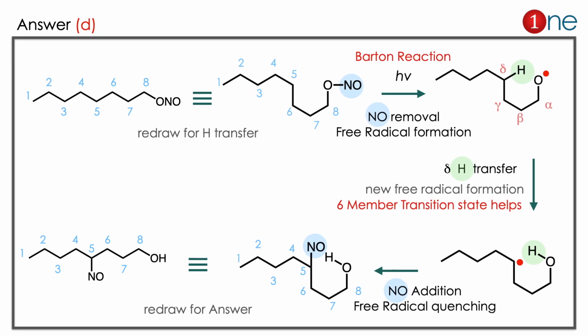The answer is D. Let us see how. The starting material has the ONO configuration. You are using light. Then you might expect the Barton reaction. So we rewrite the starting material for the 6-member transition state. We bend the 6th, 7th carbon and favor it for the hydrogen transfer. In the Barton reaction, what really happens is the delta hydrogen is transferred to the O there. Here a 6-member transition state is possible, but it is hypothetical. So the hydrogen transfer occurs.